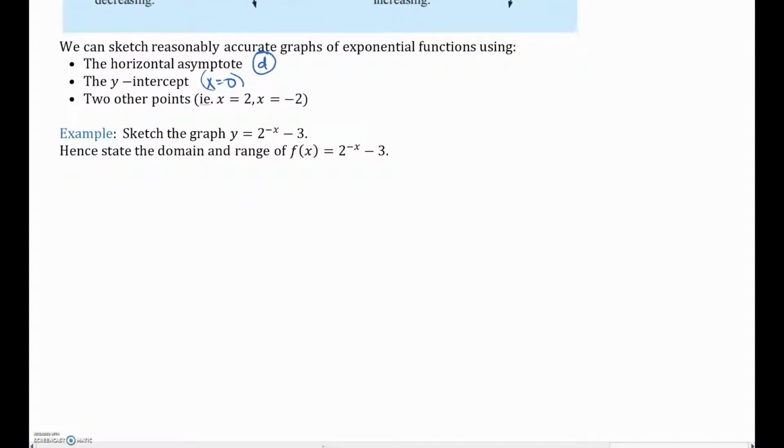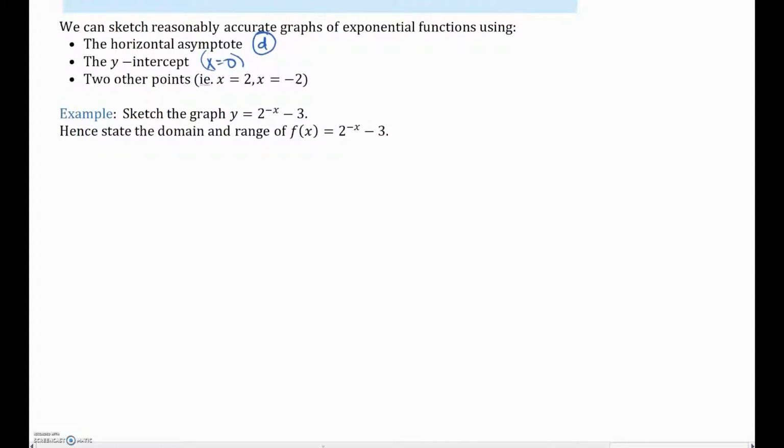So if they ask me in this problem to sketch the graph of this function, I could do just those steps. So the first thing is I would notice there is a horizontal asymptote at what?